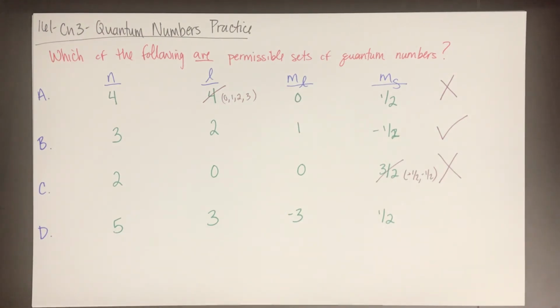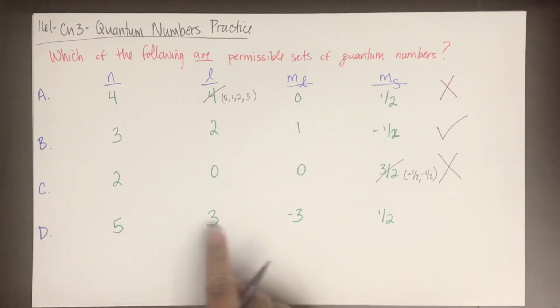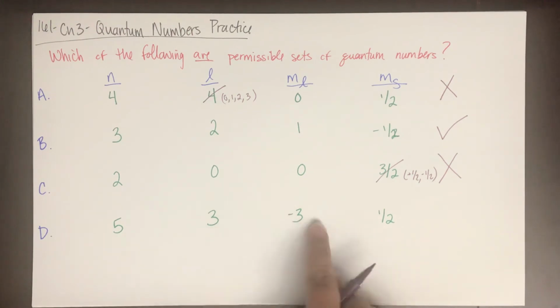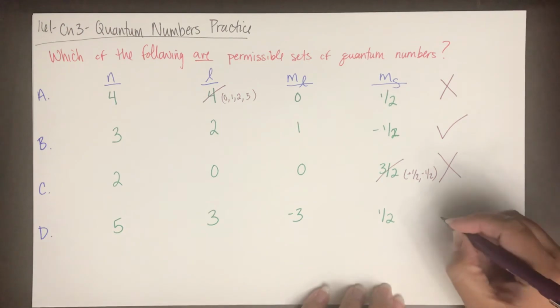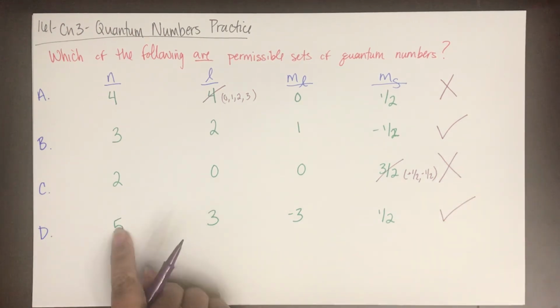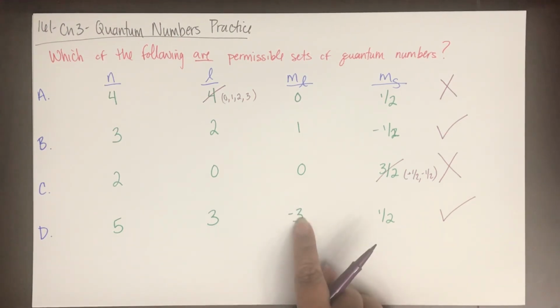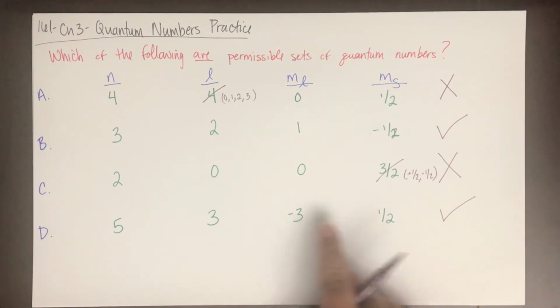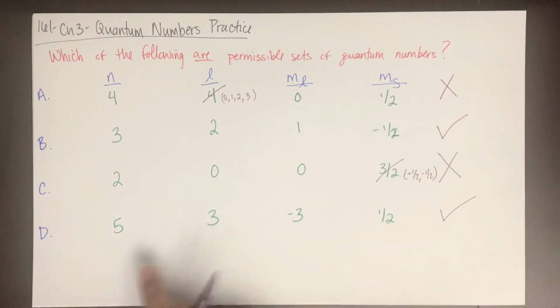So let's look at letter D. N is 5, L is 3, M sub L is negative 3, and M sub S is positive 1/2. So all of these work. If N is 5, L can be 0, 1, 2, 3, 4. M sub L can be anything negative 3 to positive 3, and M sub S can be positive 1/2 or negative 1/2. So all of these work, so this is a permissible set.